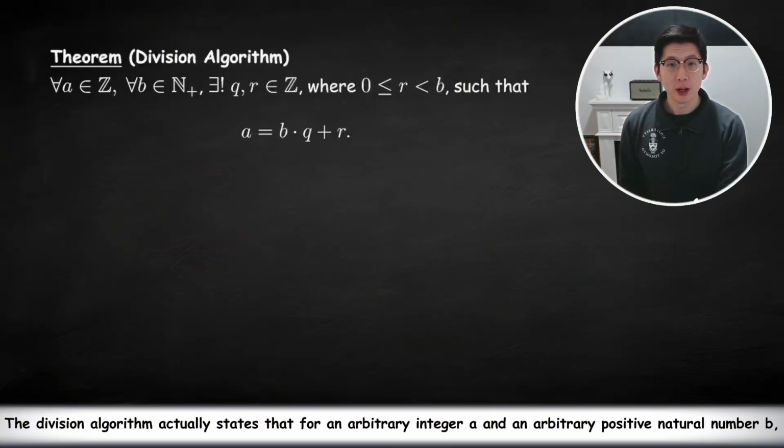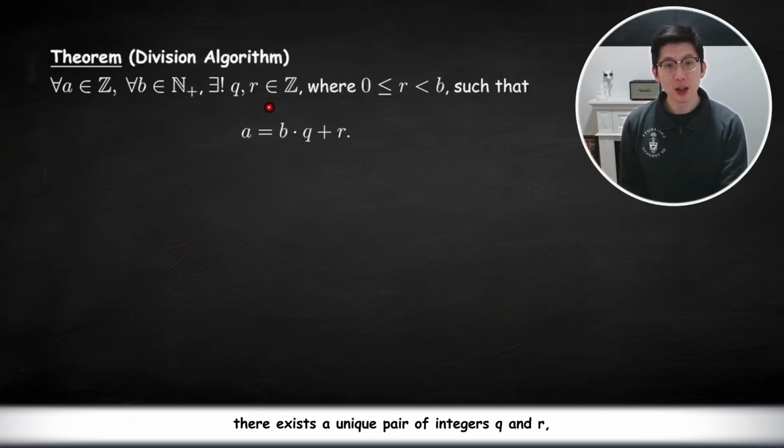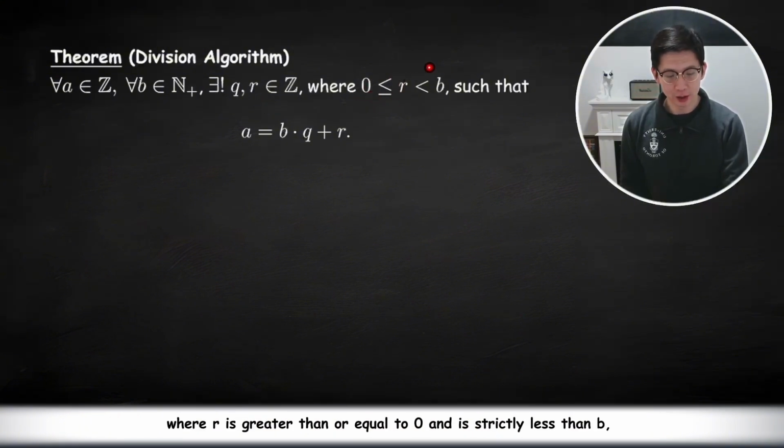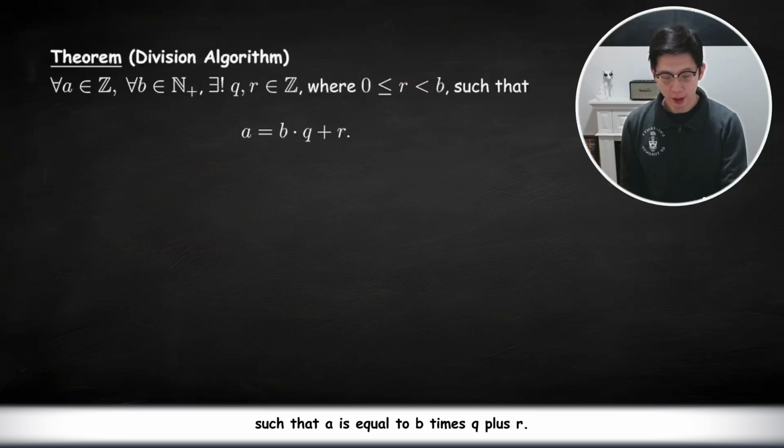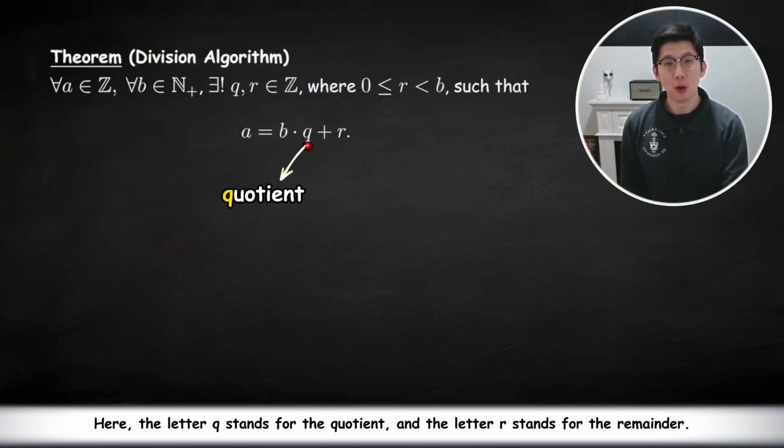The division algorithm states that for an arbitrary integer a and an arbitrary positive natural number b, there exists a unique pair of integers q and r, where r is greater than or equal to 0 and strictly less than b, such that a is equal to b times q plus r. Here, the letter q stands for the quotient, and the letter r stands for the remainder.